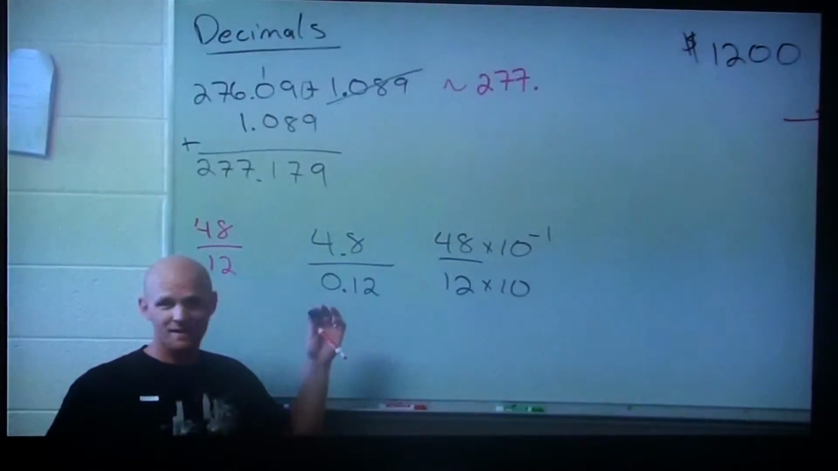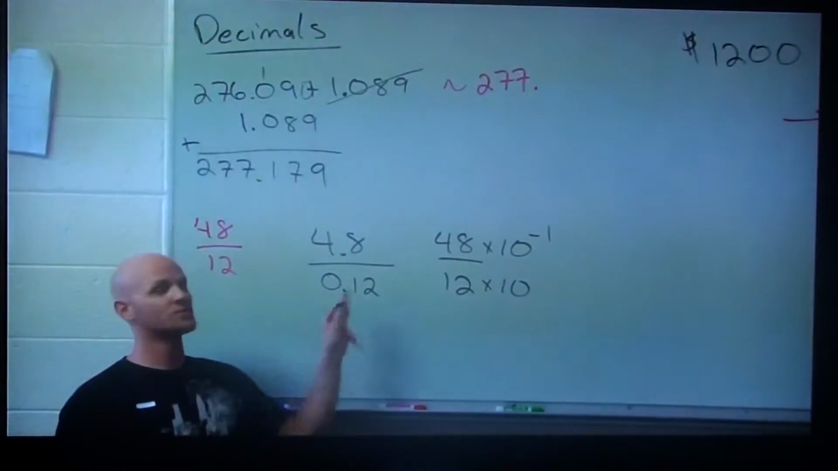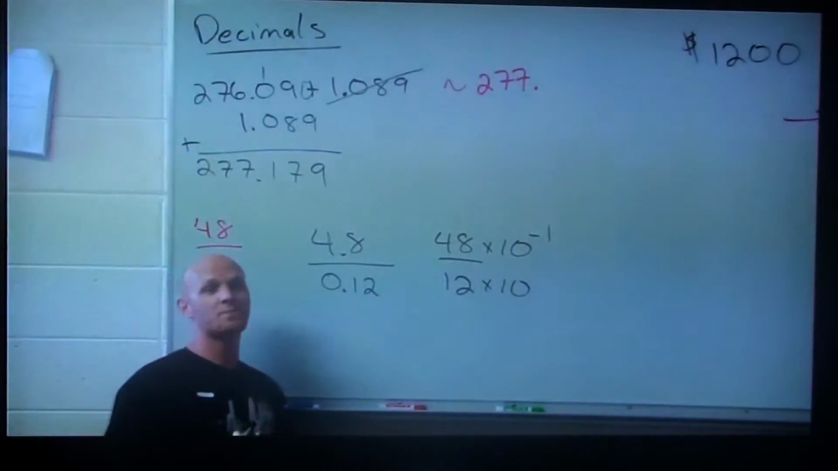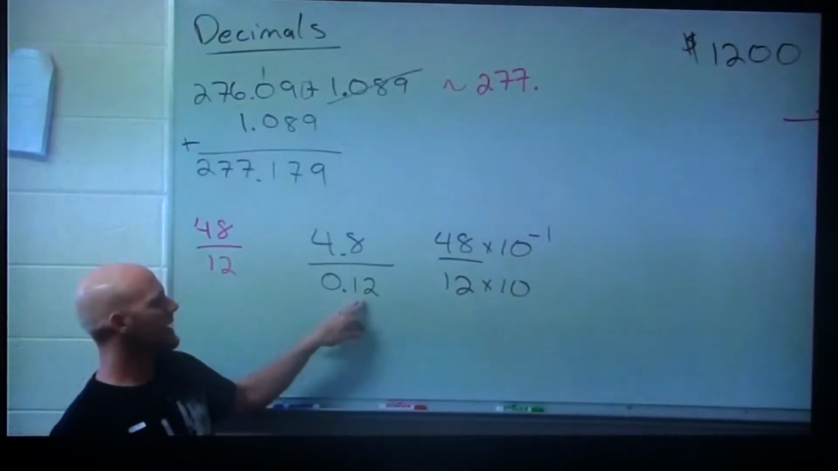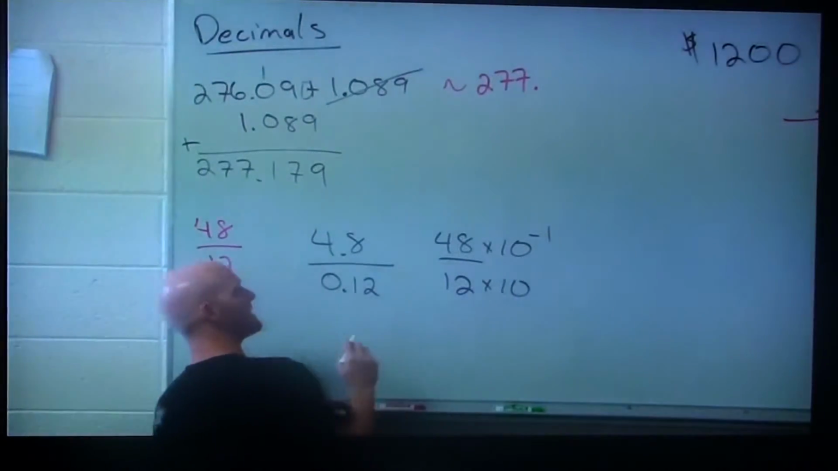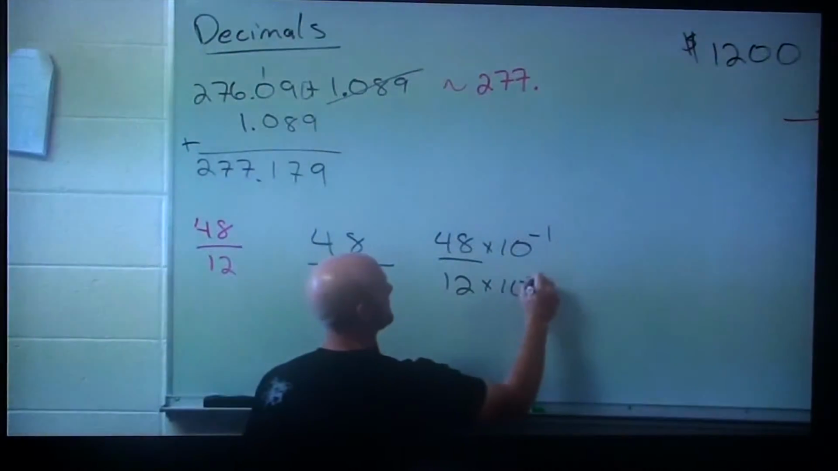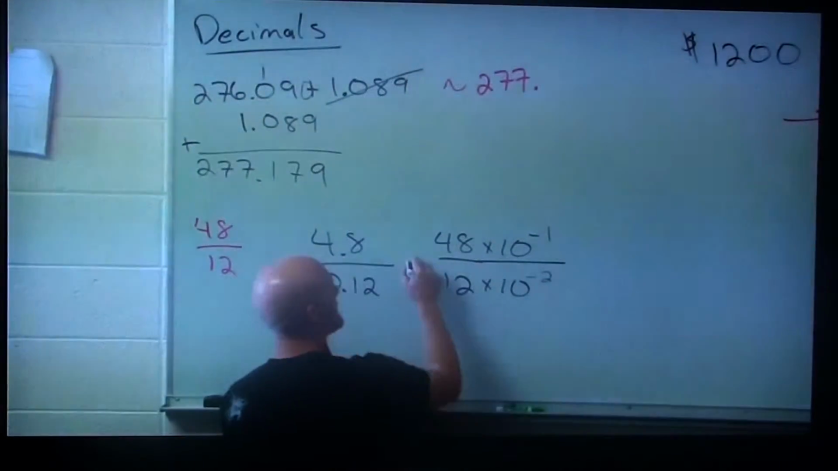Is this proper scientific notation? No, I don't care. This is not my final answer. I'm not looking for this in one of the multiple choice answers. This is just my tool for getting to the final answer. So whether you write it properly or improperly as your work, who cares? Same thing here. I don't want 0.12, I want 12. 12 times 10 to the what here? Negative 2.